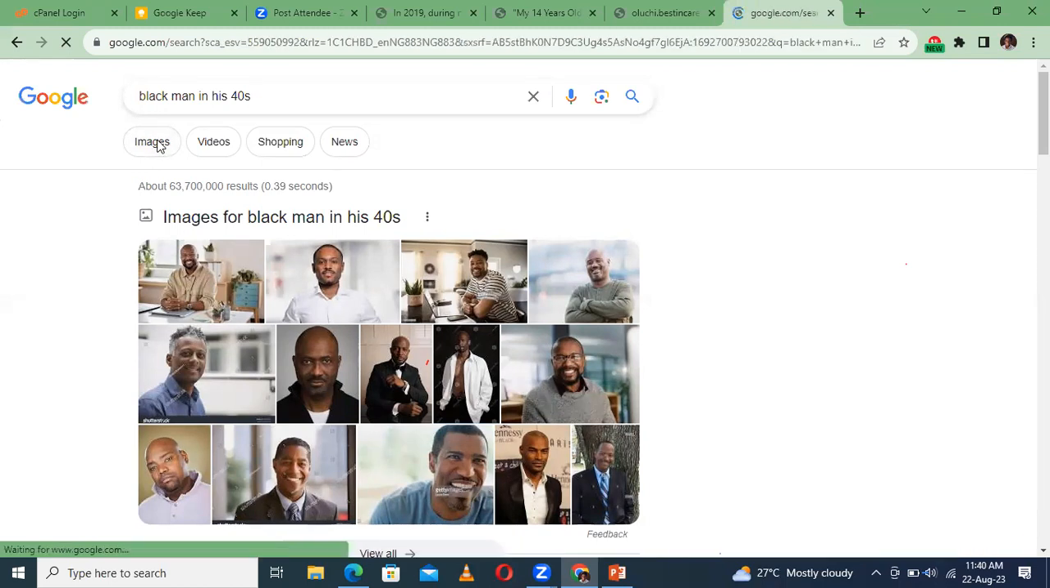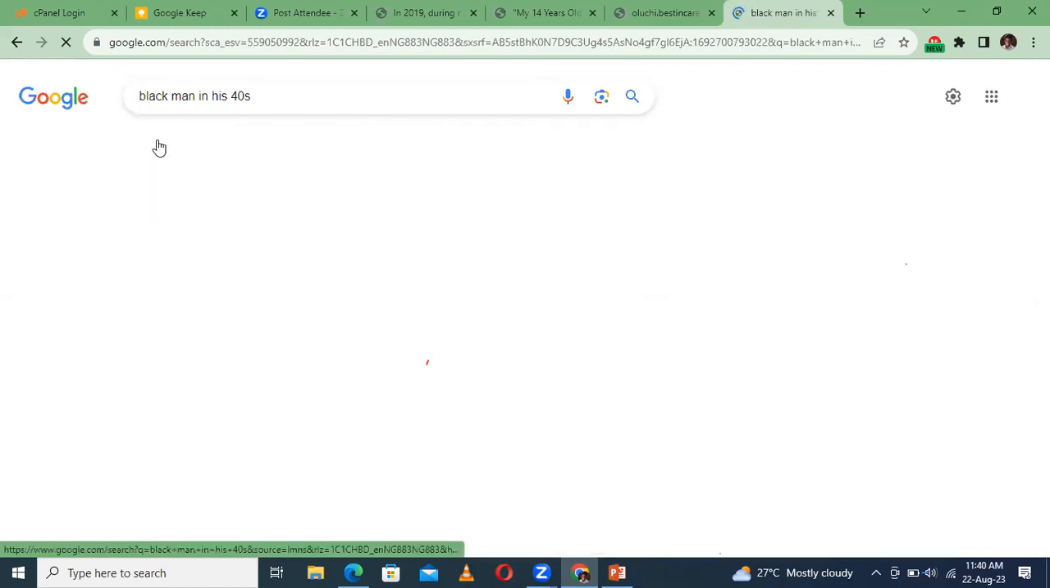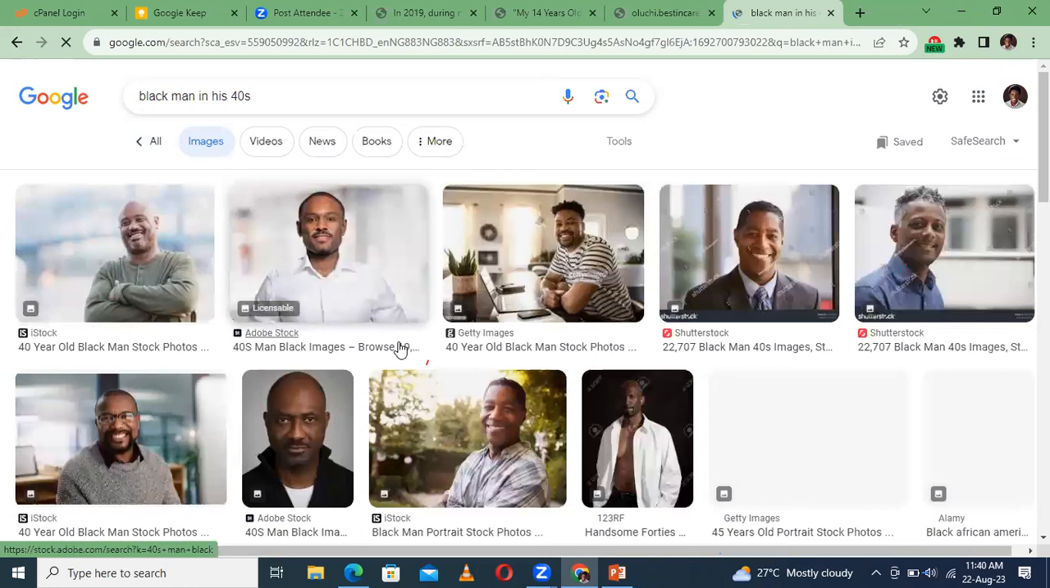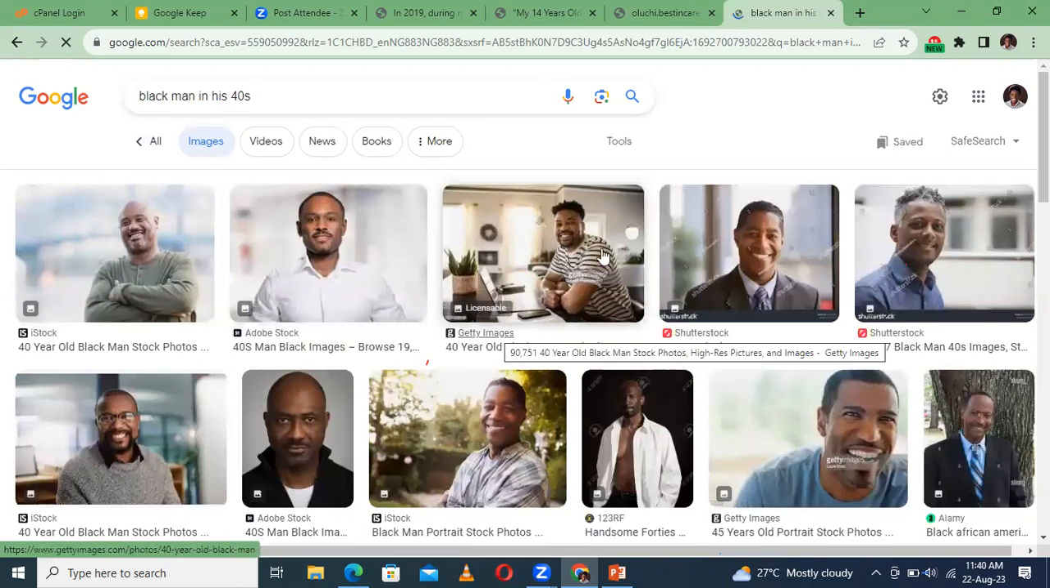Then before you download the image, make sure you open the website. If you see all these stock photos, they give free images. Which other ones? See, iStock, yeah, iStock gives free images. Adobe Stock gives free images. Getty Images too will also give free images. Also Pexels.com.